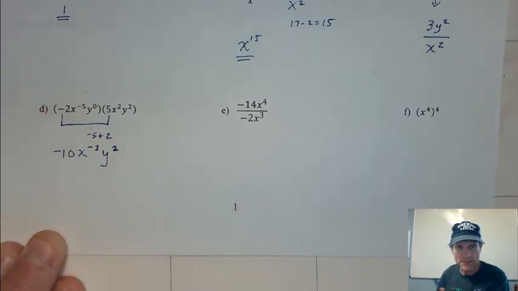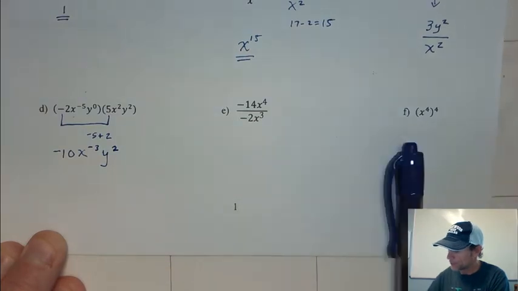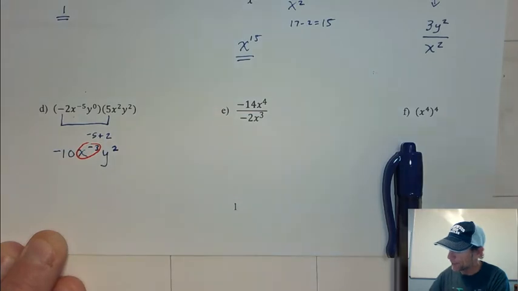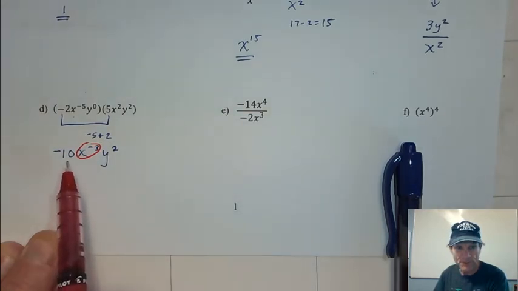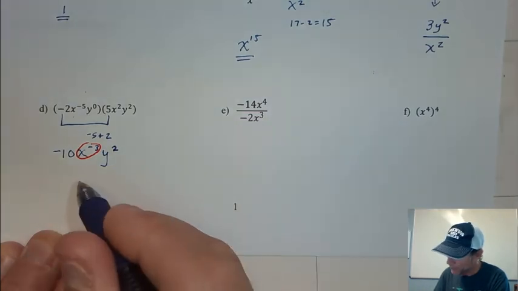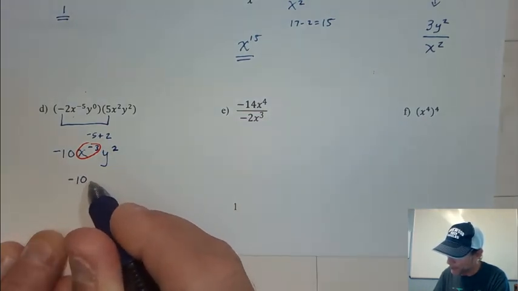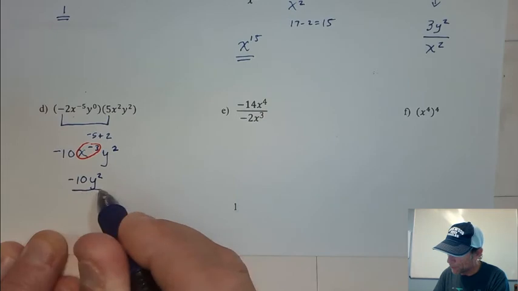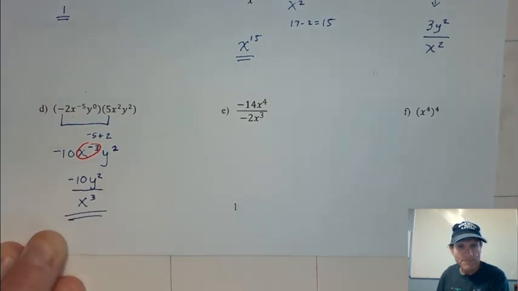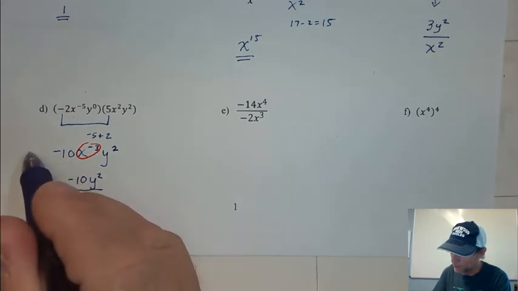Now if you stop here, it's going to say your answer is not in the simplest form because we see that this has a negative exponent on it. It's not a negative number that moves to the bottom, it's a negative exponent. So when I write out my answer, I have negative 10y squared over x to the 3rd, using the negative exponent rule.